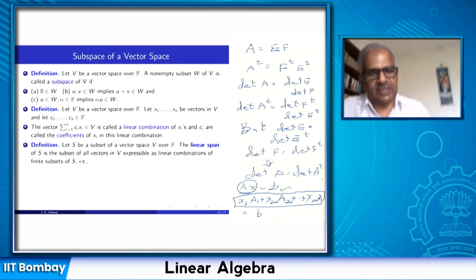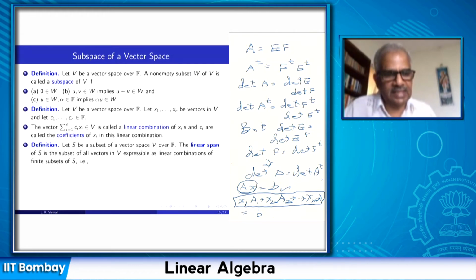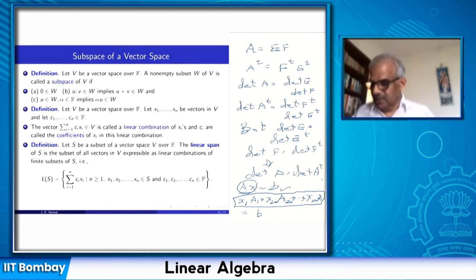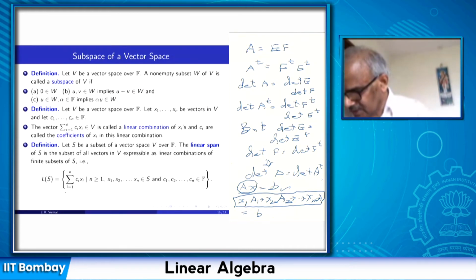So fix a subset of V and then take all linear combinations of vectors of S, and this is called the linear span. So I get other vectors in the vector space. The given linear combination may not be in the set S, right? So all possible linear combinations of finitely many elements of S is called the linear span. So the linear span of S is simply the sum of c_i x_i, where n is a finite number, the x_i's are elements of S, and the c_i's are scalars. We say that L(S) is spanned by S, or L(S) is the linear span of S.